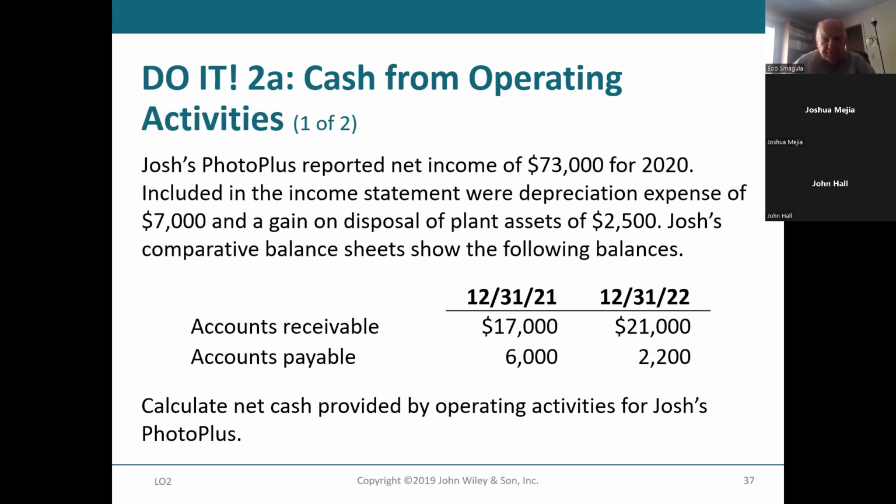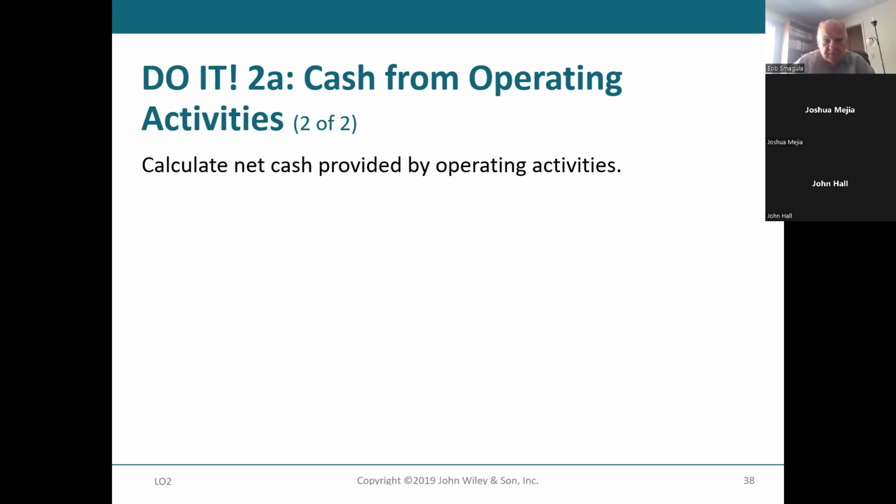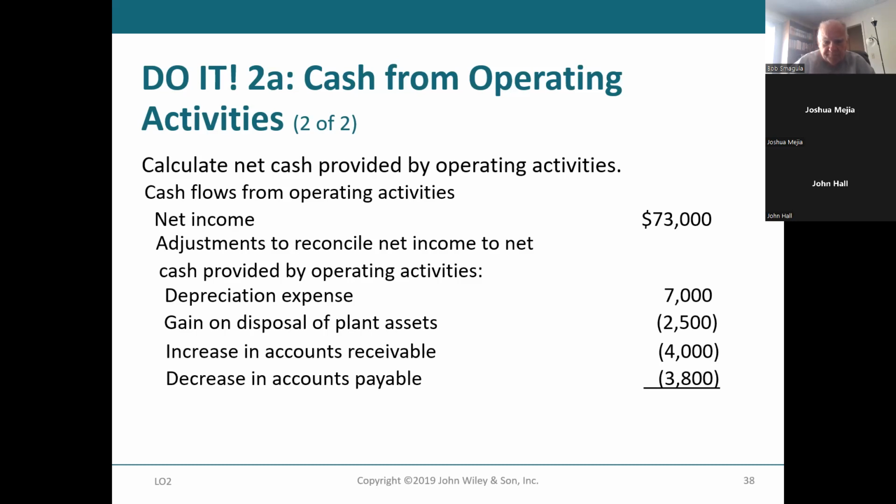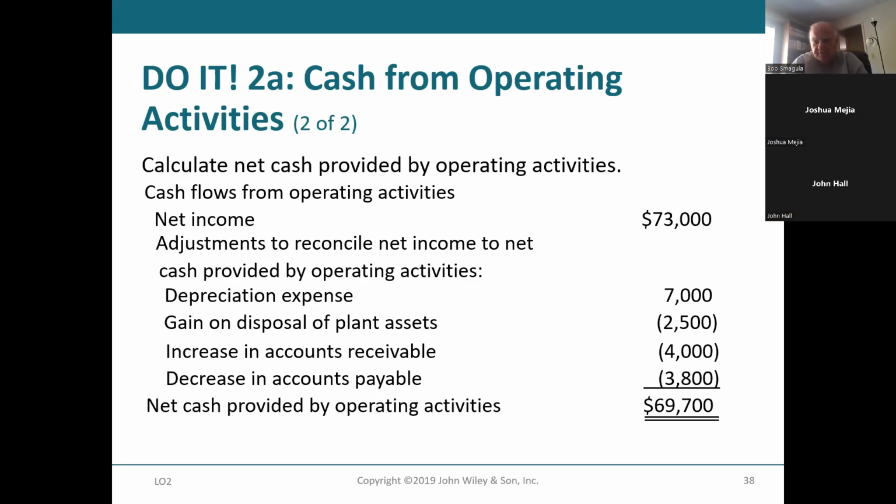Okay, we'll just continue along. Cash from operating activities. Calculate net cash. We started with 73, and then here are the adjustments, the things we just put in. Net cash provided by operating activities, $69,700. That, to me, is the hard part of the cash flow statement. The next two sections, you're going to be given some of the information where you just pluck it out and drop it into the template.